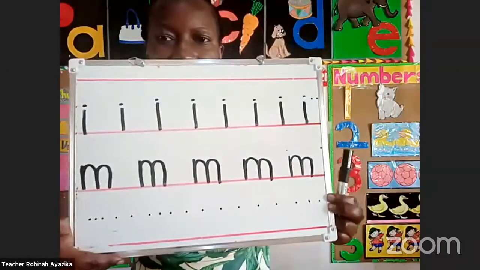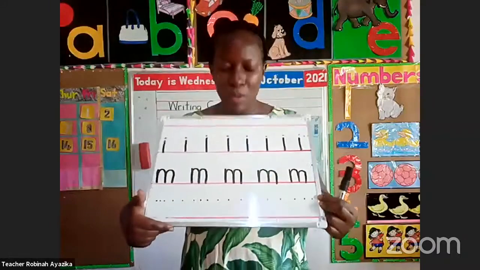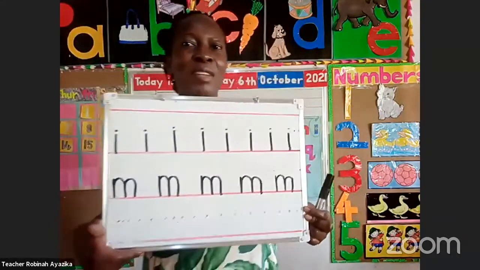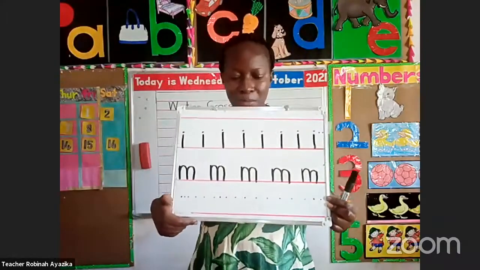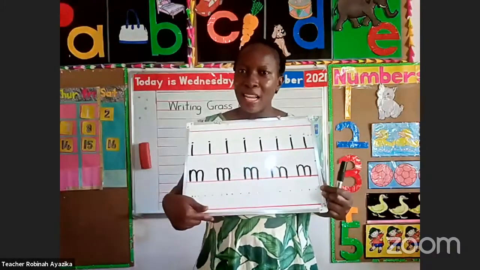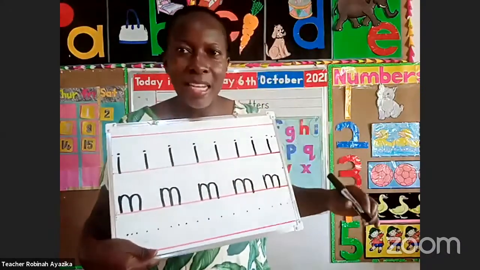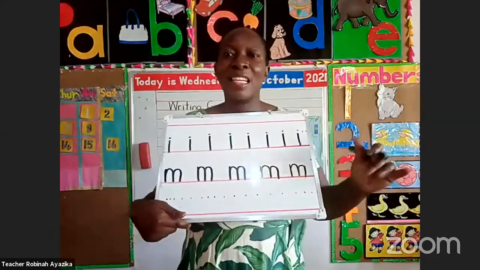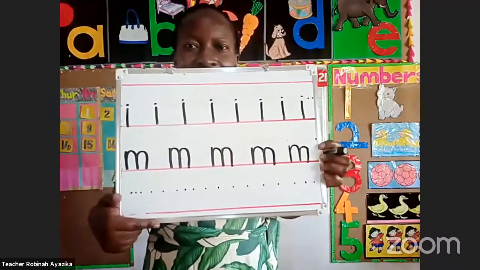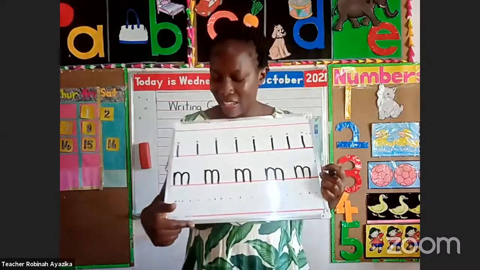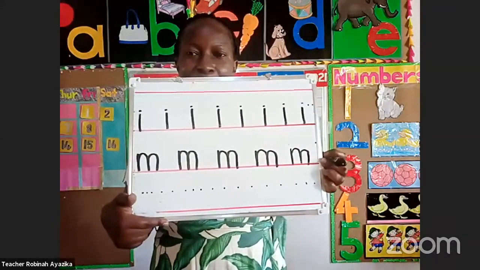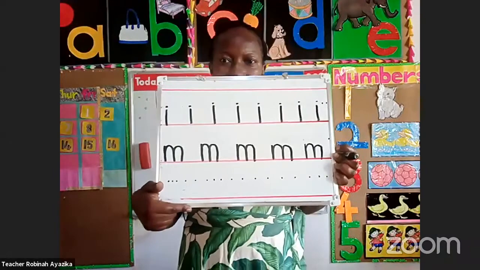It is a grass letter. Small letter M is a grass letter. If you have finished, tell me, Teacher Robinah, I have finished. We are going to practice one more letter. Then we write a word with only grass letters. You have finished? Write in the chat and say you have finished, so that we go to the next letter.